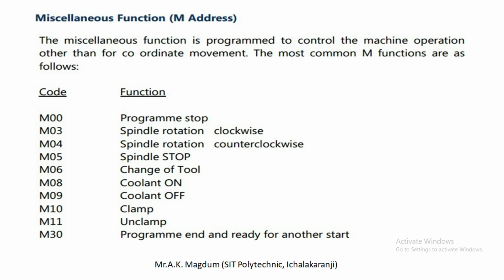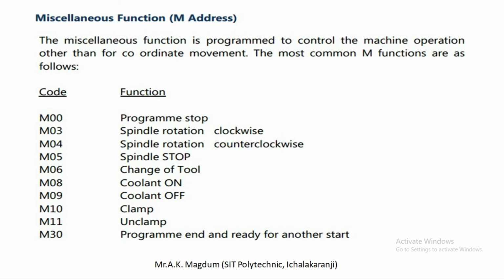But whenever there are different machine operations, like M00 program stop, M03 spindle rotation clockwise, M04 spindle rotation counterclockwise, M05 spindle stop, M06 tool change, M08 coolant on, M09 coolant off, M10 clamp, declamp. There are so many miscellaneous functions we use for the preparation of the program.